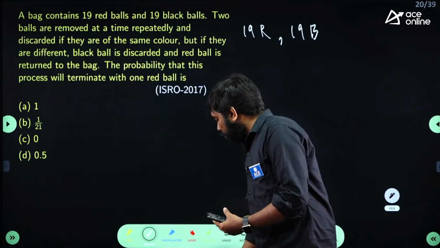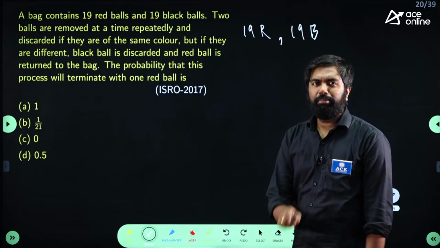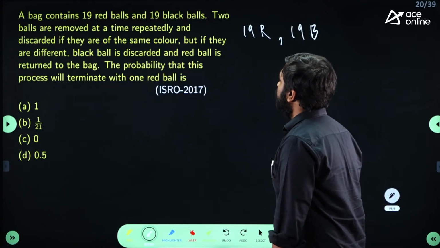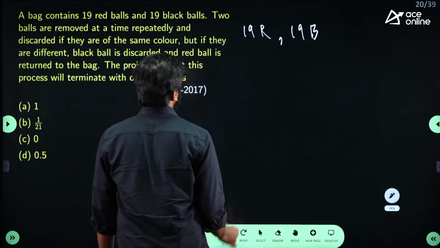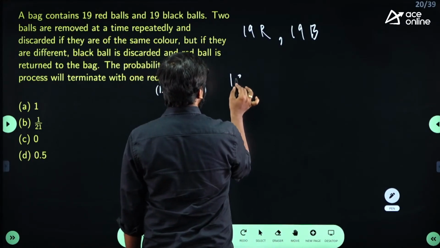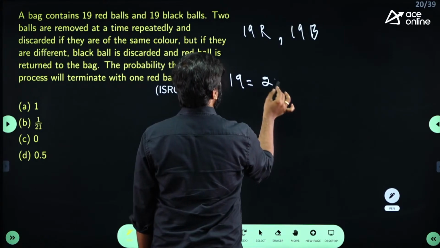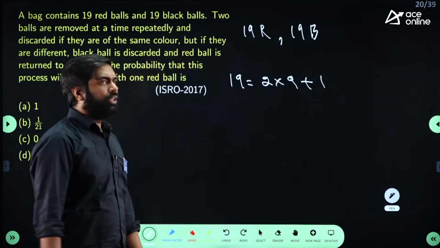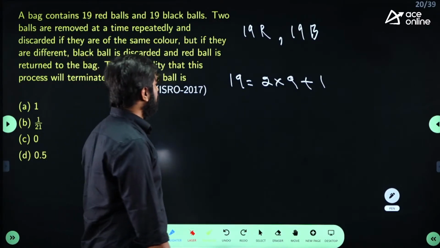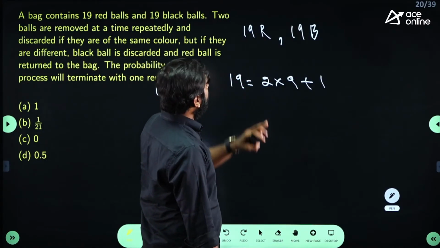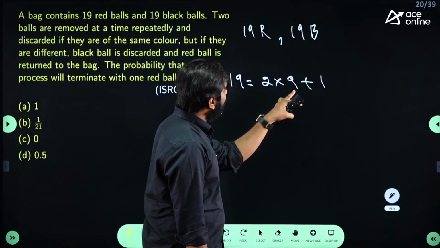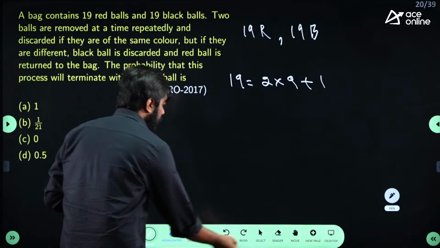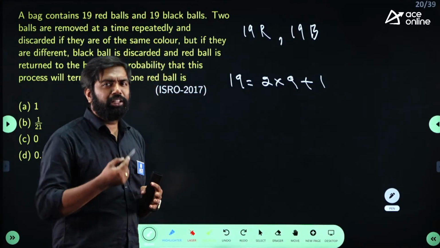Fine, so let me explain. I am expecting some answers from the students. So he says 19 red, 19 black. Can I write the number 19 as 2 into 9 plus 1? 2 into 9 is 18, 18 plus 1 is 19. So these 19 red can be imagined as 2 into 9 plus 1 objects. Similarly the black. Now when you take two objects, what are the possibilities?